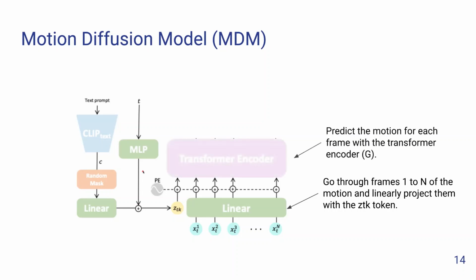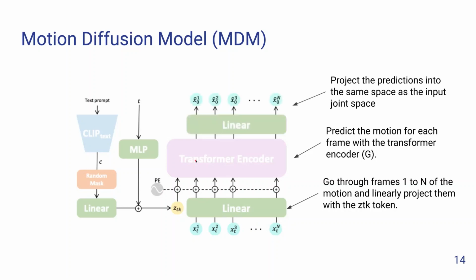It's because we're using a transformer encoder. It's the same kind of transformer encoder you've seen in the paper Attention is All You Need. The only difference between this transformer encoder and that one is that we're not using a decoder. We're only using the encoder part. So we pass our frames and ZTK into the transformer encoder. The transformer encoder does its predictions for each frame once again, because we sent in each frame, and then it skips over ZTK. So these are our prediction frames. And it's worth noting that they're in the same space as the input space.